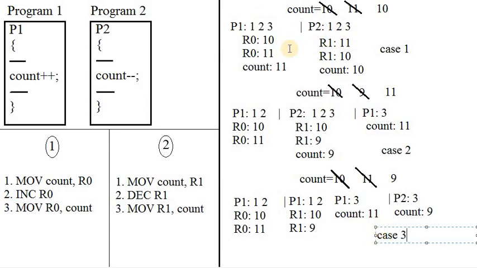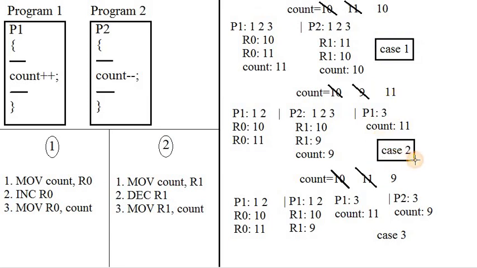Now let us observe all these 3 cases. So what is case 1 here? P1 has executed with all these 3 instructions 1, 2, 3. Later P2 started with 1, 2, 3. And in case 2, P1 has executed with the first and second instruction. Later P2 completed with all these 3 instructions. Later P1 completed with its pending instruction 3. What is case 3? In this case 3, P1 executed with 1 and 2. P2 also executed with 1 and 2.